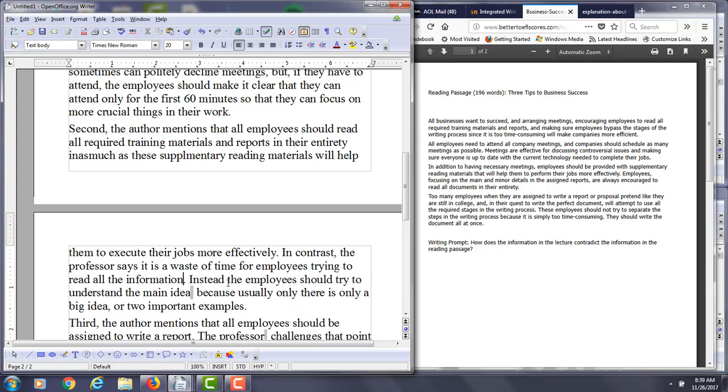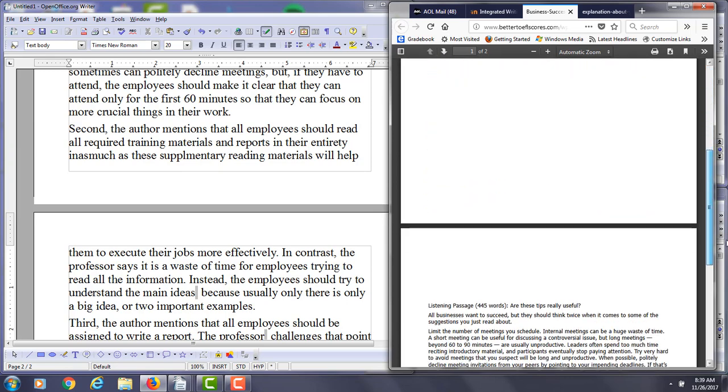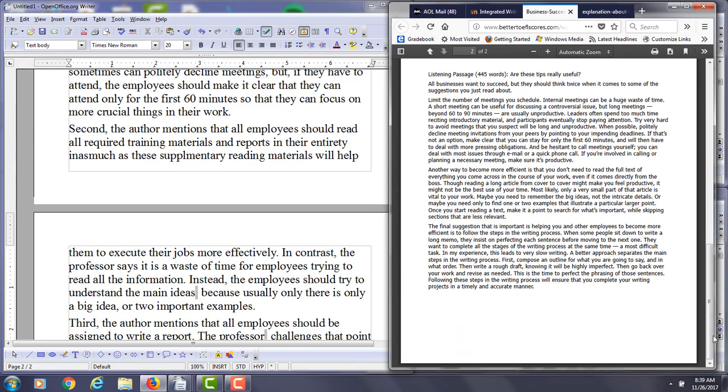And try to read all instead. The employee should try to understand the main ideas. Let's take a look at this here. So it says here, another way to become more efficient is you don't need to read the full text of everything you come across in the course of your work. It said most likely only a very small part of the article is vital to your work. It says once you start reading a text, make it a point to search for what's important while skipping less relevant sections, right?